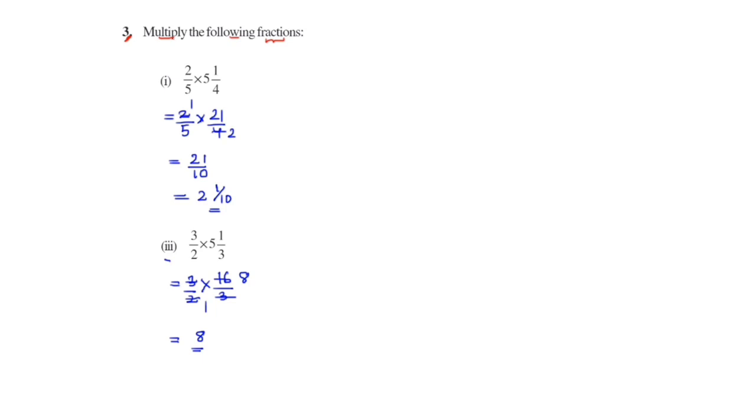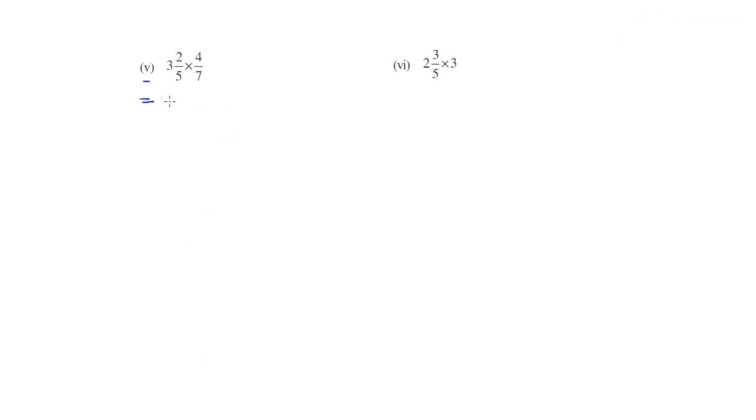Now we are proceeding to our next parts. In the next part you have to do the same thing. You have to first change it into an improper fraction, then multiply. So if you convert, 5 times 3 is 15. 15 added to 2 gives you 17. 17 over 5 times 4 over 7. Clear?